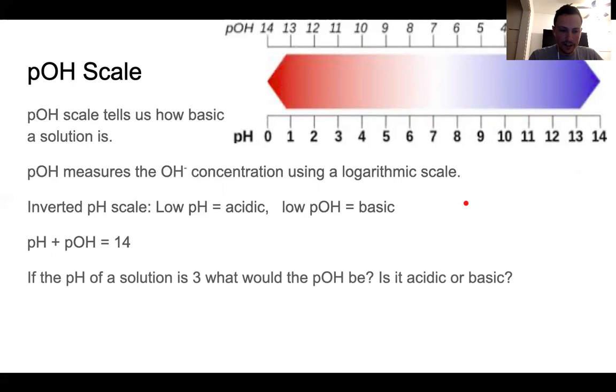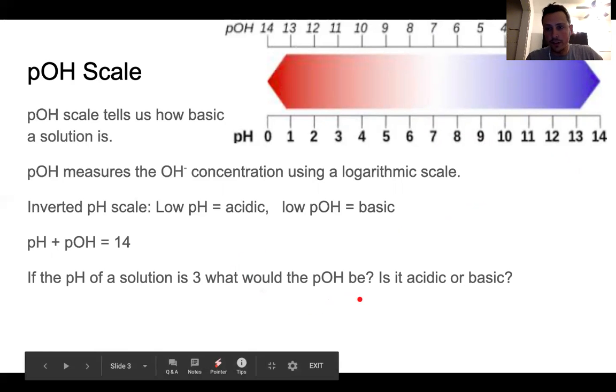So take a second and think about if you had a solution with a pH of 3, what would the pOH be? Then also consider whether it would be an acidic or basic solution.